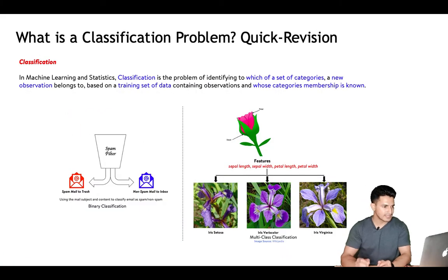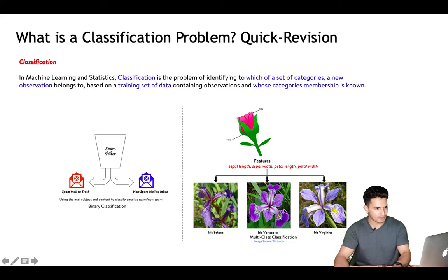In machine learning, classification is the problem of identifying which set of category a new observation will belong to, and we have a training data set for which the categories or class membership is already known. Some examples of classification problems can be, we have designed a spam filter which can classify a mail as spam or non-spam, and another could be looking at some of the features like the sepal length, sepal width, petal length and petal width. We have to decide or classify which hybrid of the iris flower it is, whether it is setosa, versicolor or virginica. So this is a binary classification problem while this is a multi-class classification problem.